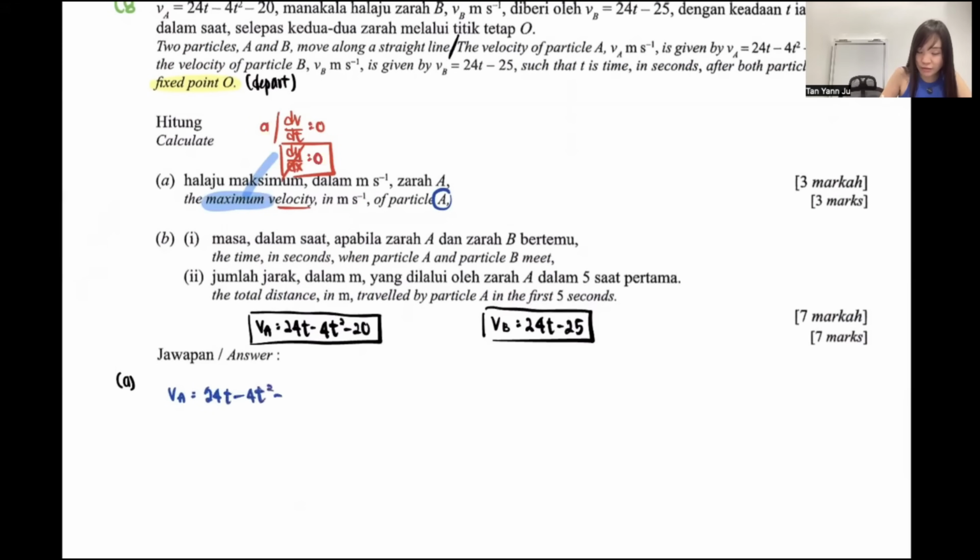So all I need to do now is differentiate it. So dv/dt: 1 times 24, 24, power minus 1, no more t. 2 times 4, 8, power minus 1, 1. Minus 20, differentiate, 0. That is my dv/dt.